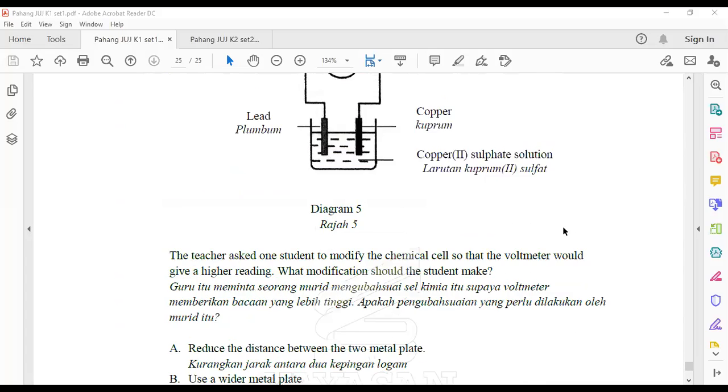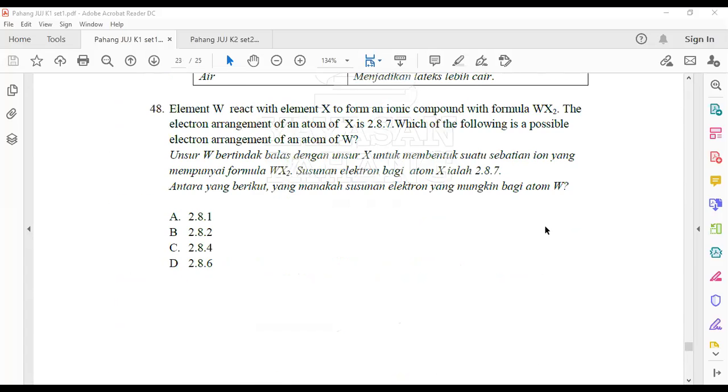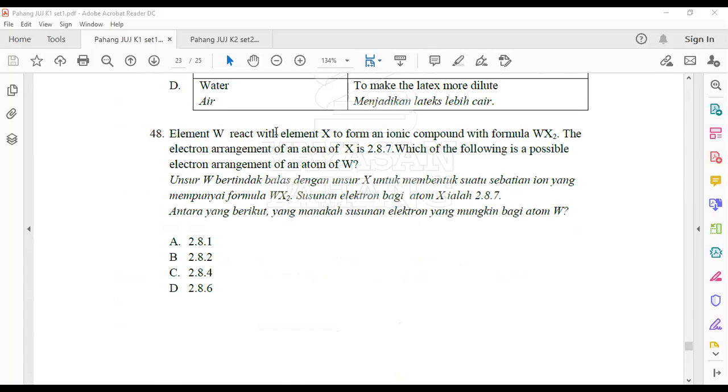Okay, now let's look at 48. Question 48 says that W reacts with X to form an ionic compound with the formula WX2.